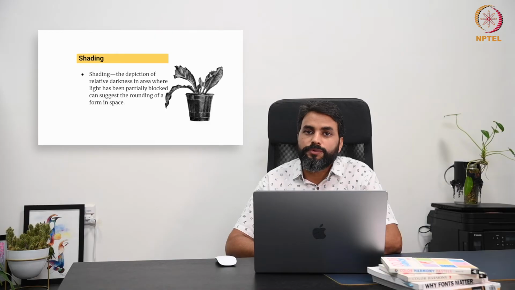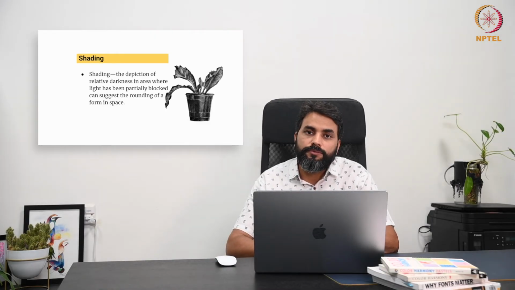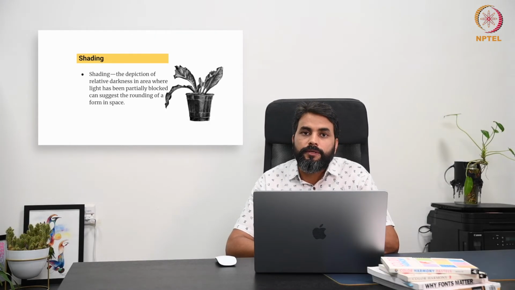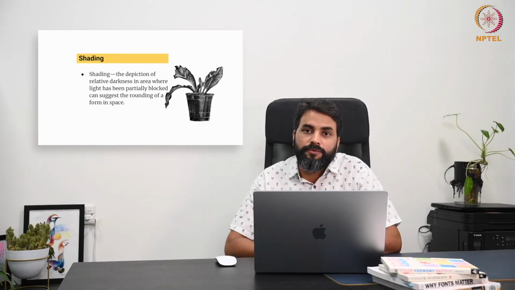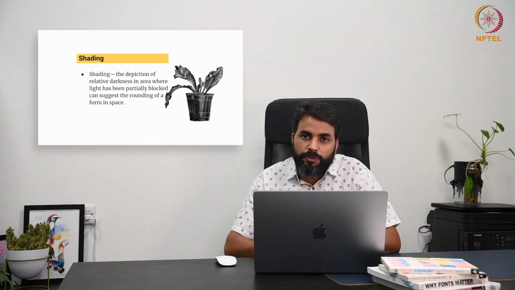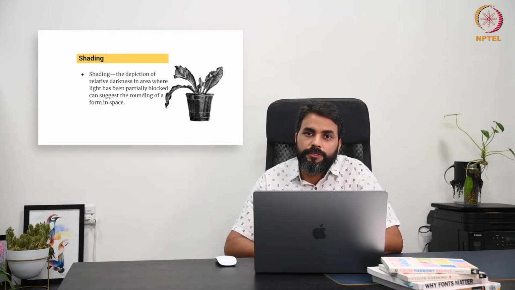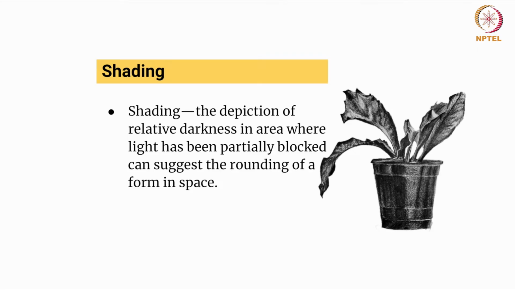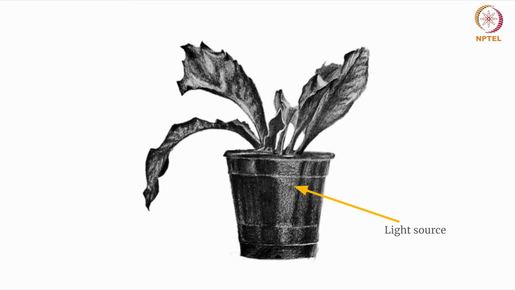So shading plays a crucial role in creating the illusion of 3D form in graphic design. By manipulating light and shadow, shading techniques give depth and volume to flat, two-dimensional objects. If you look at the screen, there is a pot with a plant where shading has been used to create this three-dimensional aspect. So now from flat it is becoming three-dimensional.